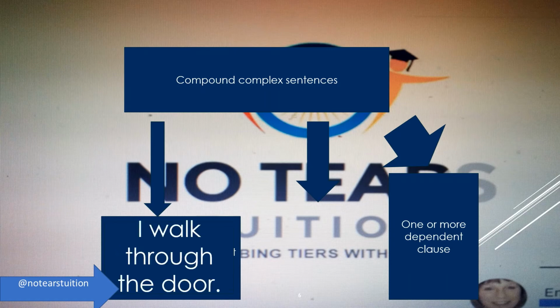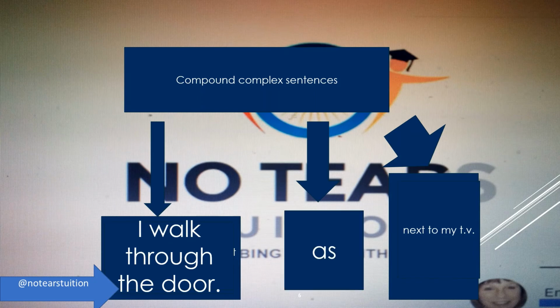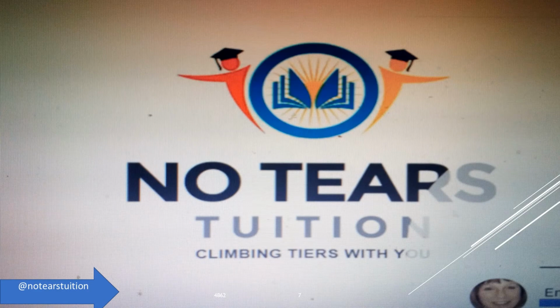Yes. I walk through the door. This is another piece of writing as a sentence that could stand on its own. Well done. Dependent clause, next to my TV, it means that I need more information for this information to make sense. And in this particular writing, there's the use of the connective as, and that's the part that I'd like you to look at whilst you're thinking about, could I create impact by changing that connective?